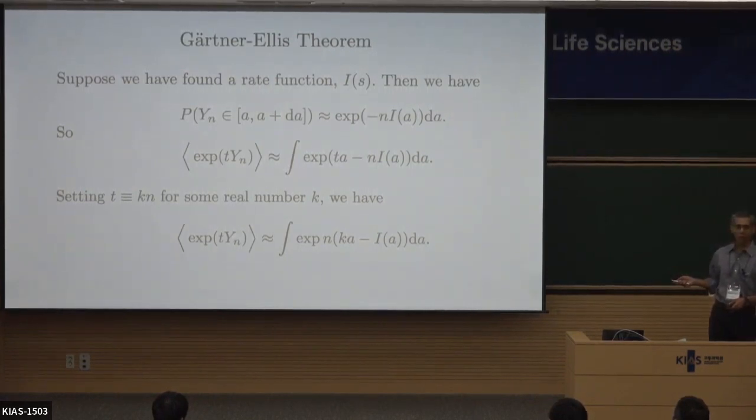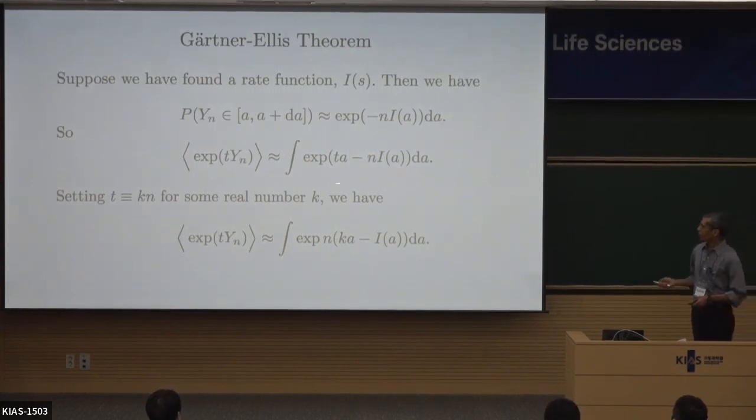Does anyone remember? We came across this several times yesterday. This is the generating function of all correlation functions. The log of this is the moment generating function, and the log of this was the cumulant generating function. So you remember this? Then what it's saying is that the moment generating function for Y_n takes this exponential form. Now, if we scale, we want to get this factor of minus n out, so we say, suppose we scale t to be equal to k times n. Any puzzled looks? Anyone confused?